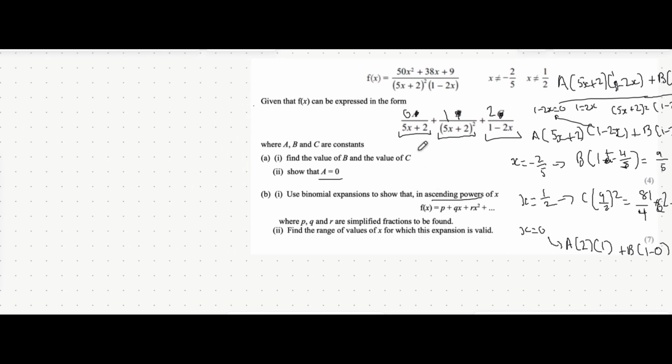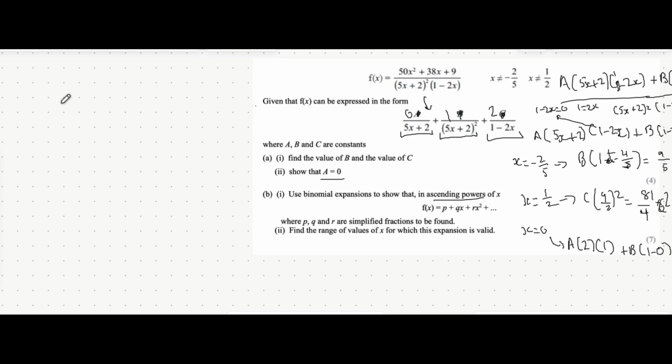Well, first of all, in order to expand this, we can't really do that yet, but since we put it into this format, we can do it now using the binomial expansion formula. So first of all, this first term is 0, we can ignore it. This term here, I'm going to write out as 5x plus 2 all to the power of minus 2. And this term right here, we can write it out as 2 lots of 1 minus 2x all to the power of minus 1.